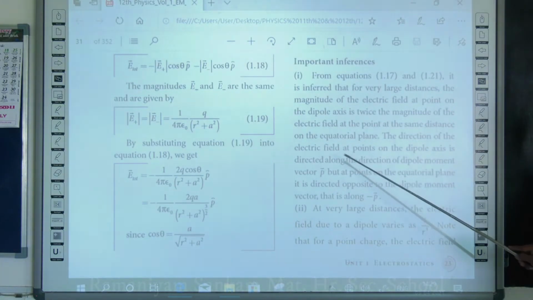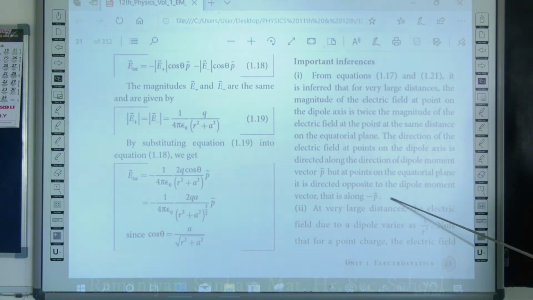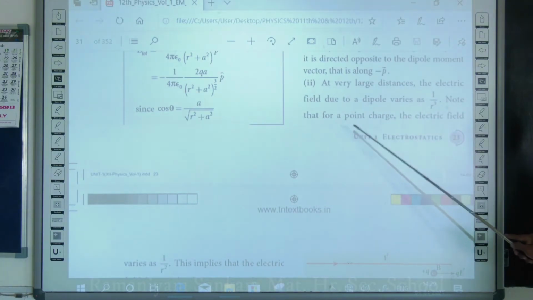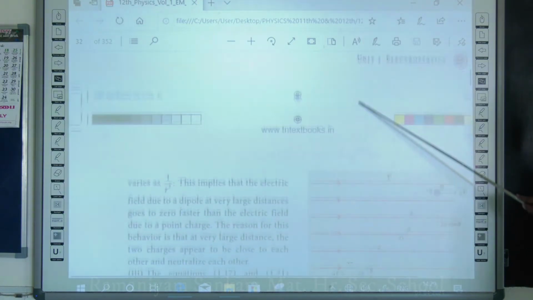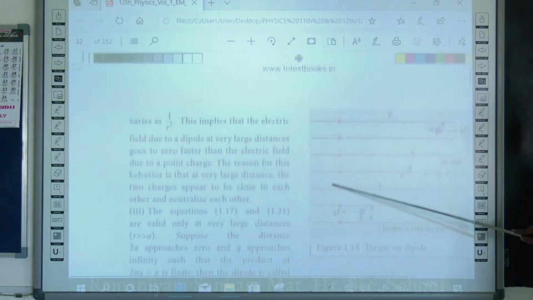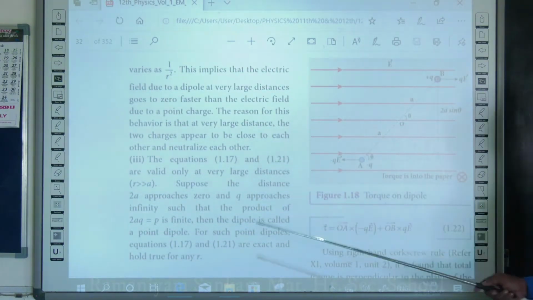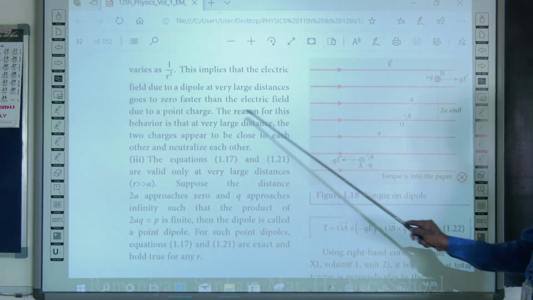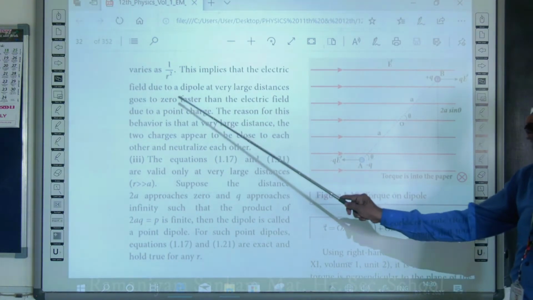The direction of the electric field at points on the dipole axis is along the direction of the dipole moment, but at all points on the equatorial plane it is opposite to the dipole moment, that is minus p vector. Seeing that diagram, you can write that at very large distance the electric field of a dipole varies as 1 by r cube, from the formula. Note that for a point charge the electric field varies as 1 by r square. This implies that the electric field due to a dipole at very large distance goes to 0 faster than the electric field of a point charge. So make this point worth 1 mark.